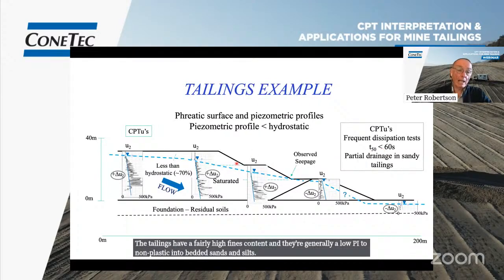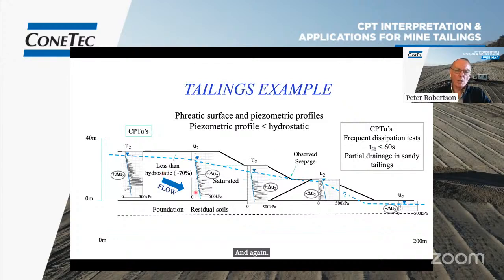And again, there's slightly downward flow. The piezometric profile is about 70% of hydrostatic. So it's not vertical flow, it's slightly inclined flow. So the residual soils are actually quite clay-like, so they have a relatively low permeability. And the water is flowing towards the starter dam and into the foundation. So you get this slight downward flow.